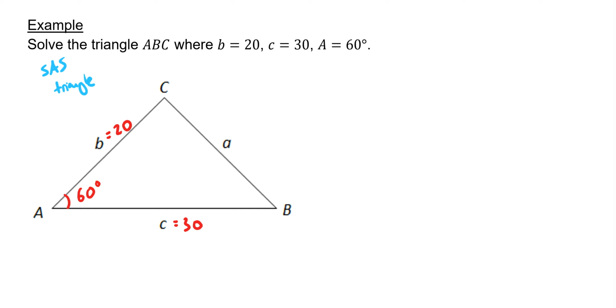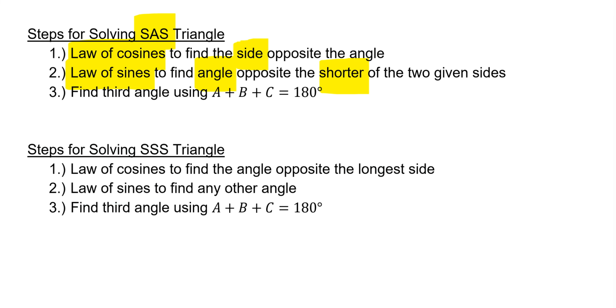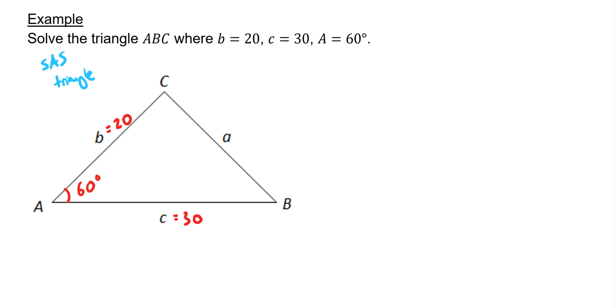So based on the steps that we just saw on this previous page, that's going to be the first one, side angle side. Step one, law of cosines to find the side opposite the angle. So step one is going to be, let's just write down what we need to find first. I just always like to do that. We're going to find little a, capital B, capital C. So step one, we're going to use law of cosines to find the side opposite the angle. So that means we're going to find little a.